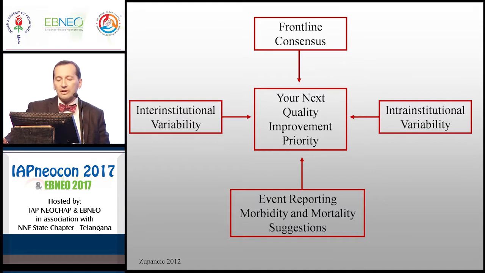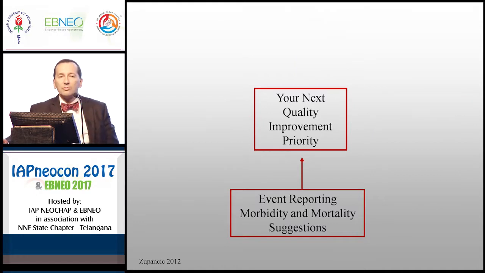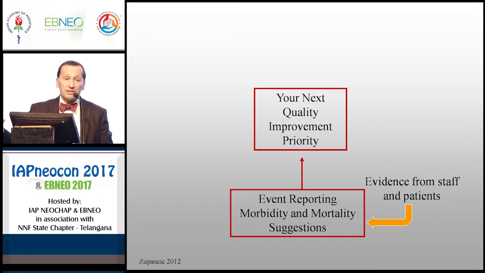Let's start with the one that is most common, most traditional, and perhaps most common sense as well for us as clinicians. And that's to use elements like event reporting or what comes out of our morbidity and mortality rounds that happen weekly or monthly, or suggestions from staff. Essentially what we're doing in this case is to use evidence that comes from our colleagues, from staff, and also evidence that comes from patients about what the priorities are locally in our unit.